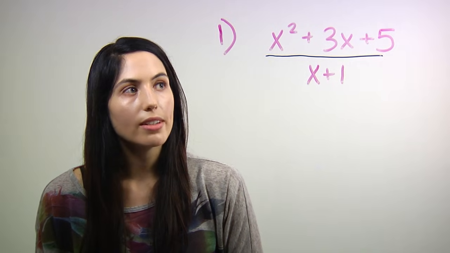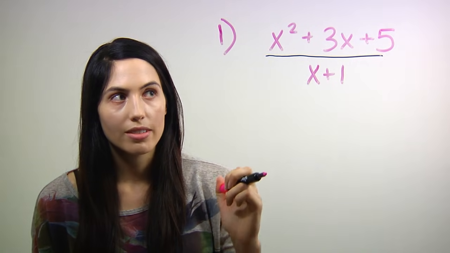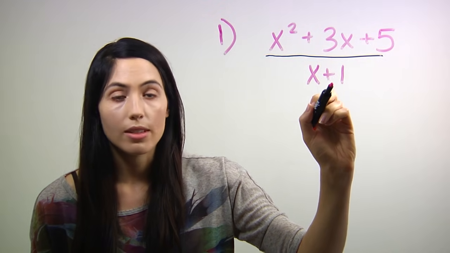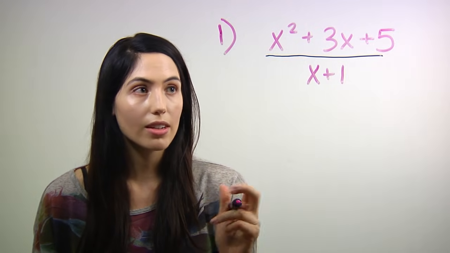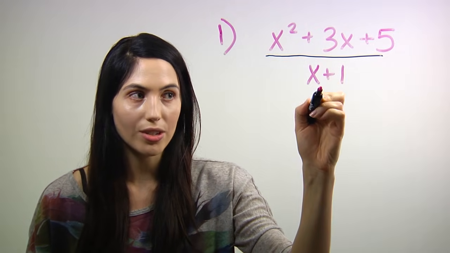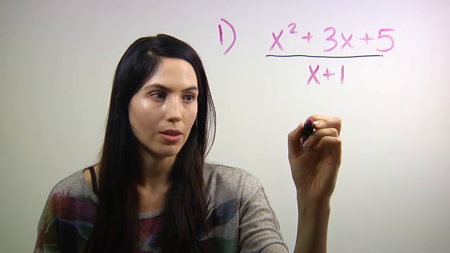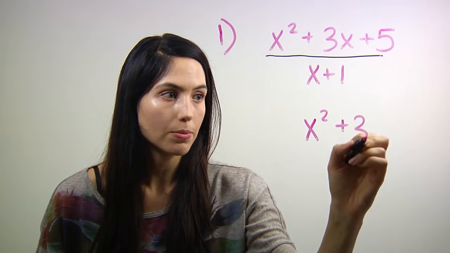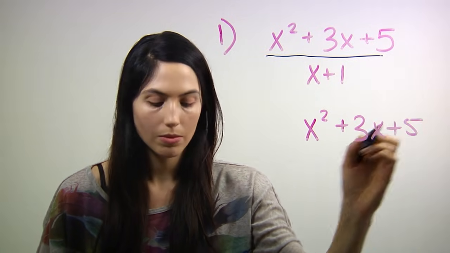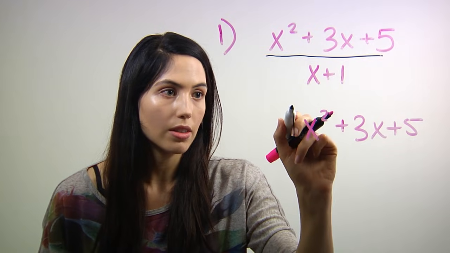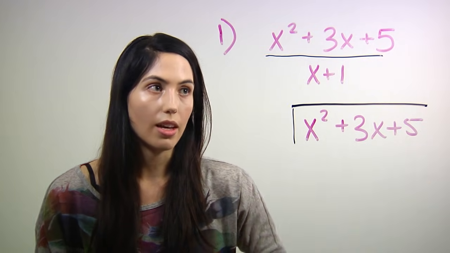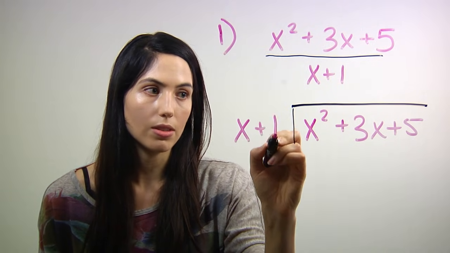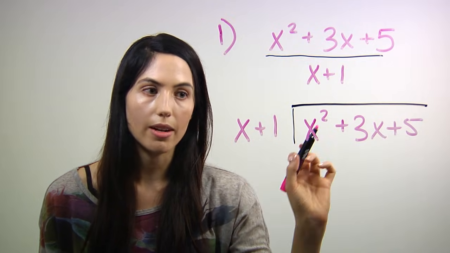Okay, so you've been given a rational expression that is one polynomial divided by another polynomial, and now you need to use long division. So the first thing you need to do is rewrite this rational expression in the old division form that you're used to from elementary school. So the top polynomial goes underneath the division sign, and the bottom polynomial, or the divisor, goes to the left. So this still means x squared plus 3x plus 5 divided by x plus 1.